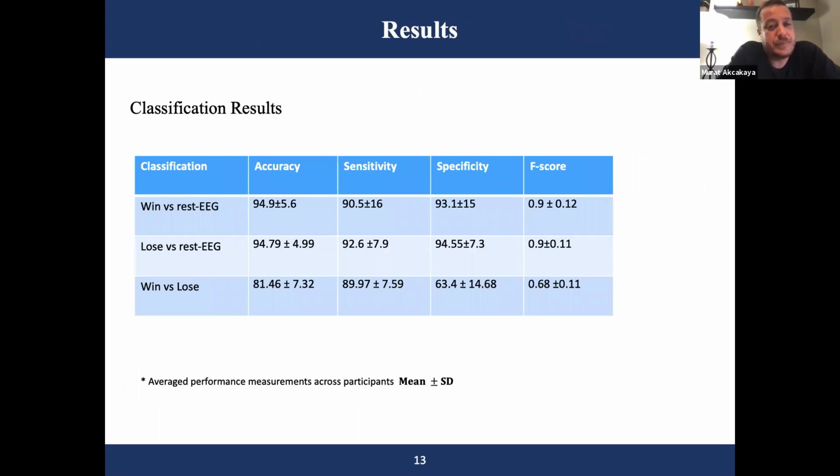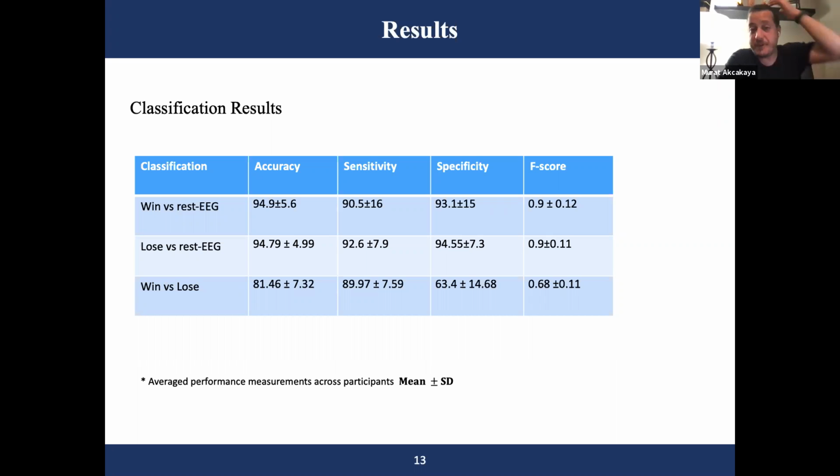So this is the first results slide. It shows the accuracy, sensitivity, specificity, and F-score for the 3 different classification problems. Especially win versus rest and lose versus rest have very high accuracy, specificity, sensitivity, and F-score. For win versus lose, our accuracy and sensitivity are high, but we have some problems with the specificity, and there is some decrease in the F-score as well.